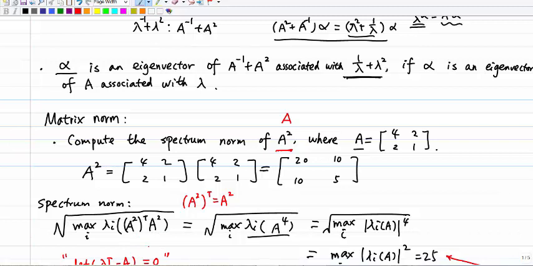Pay attention here because I'm talking about the spectral norm of A squared. You do A squared transpose times A squared. So don't use A transpose times A. Then it's computing the spectral norm of A instead of A squared. So don't do that. Once you do that, we take the maximum eigenvalue of A squared, because here A squared is symmetric. This is symmetric.